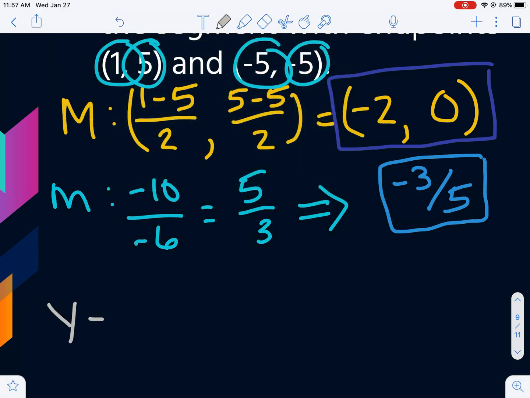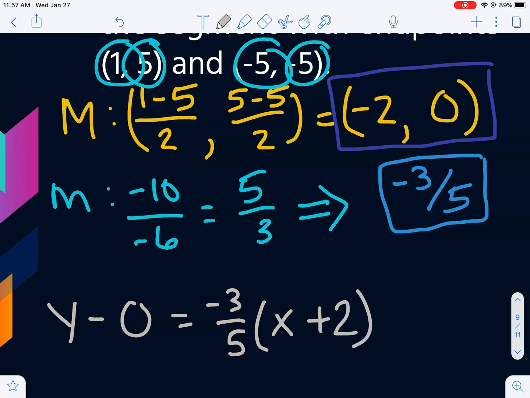I'll have y minus my y value 0 equals my slope times x minus my x value. Since it's a minus 2, I'll make that a positive 2 to add that on.